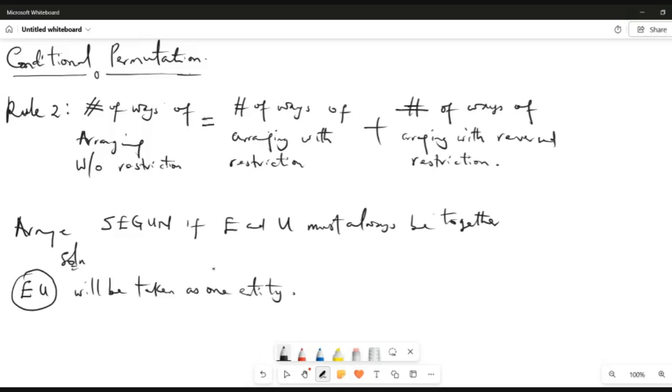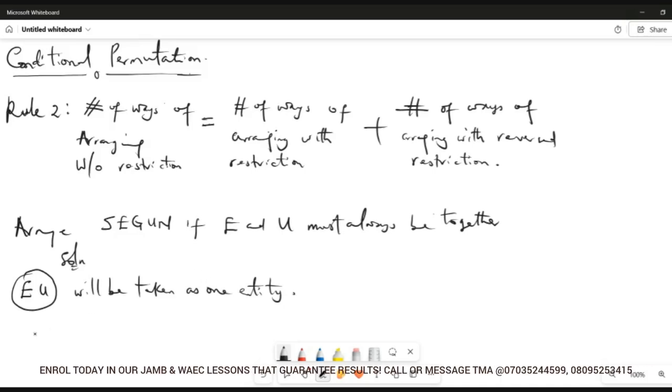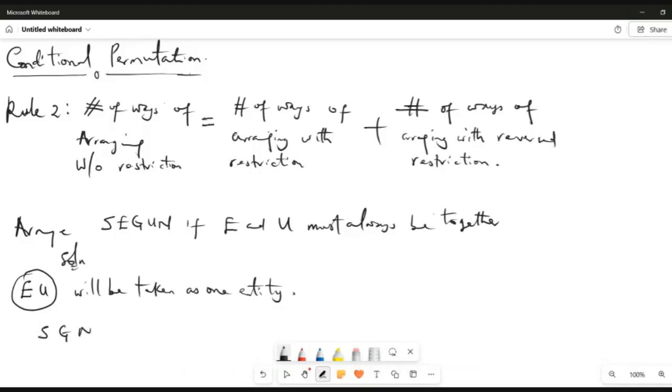Because they must always be together. Do you understand that? It means what you now have, the remaining letters, we have S, G, N, and then the E and U must always be together. So take it as one entity. So you always take it as one entity. So it's now looking like you have 4 items.